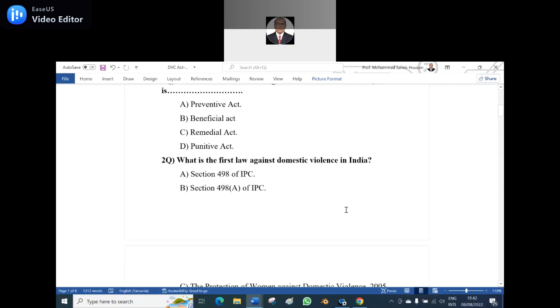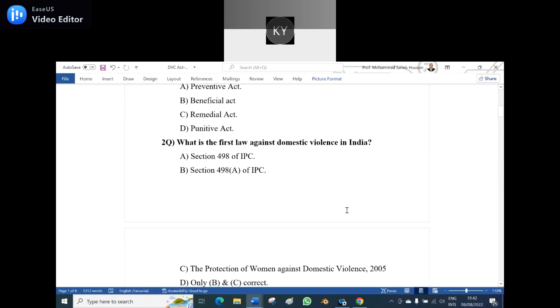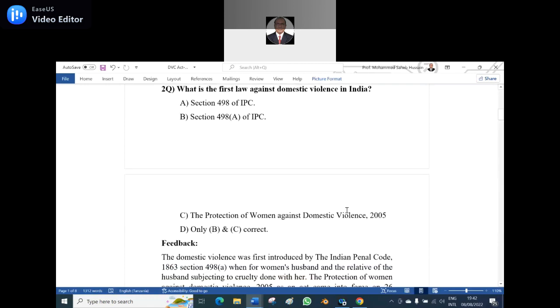Second question. Excellent. Shall I proceed? Yes, sir. Good. What is the first law against domestic violence in India? A, Section 498 of IPC. B, Section 498A of IPC. C, The Protection of Women from Domestic Violence Act 2005. D, Only B and C correct.